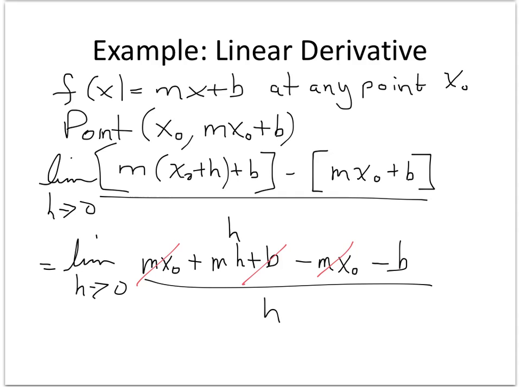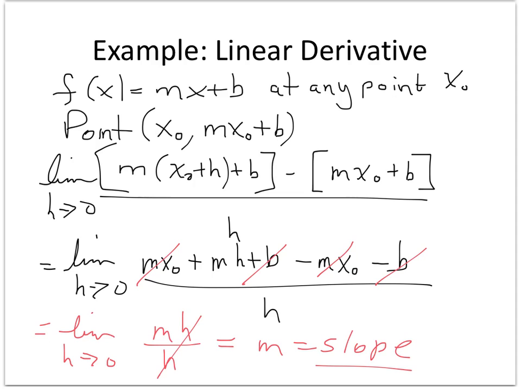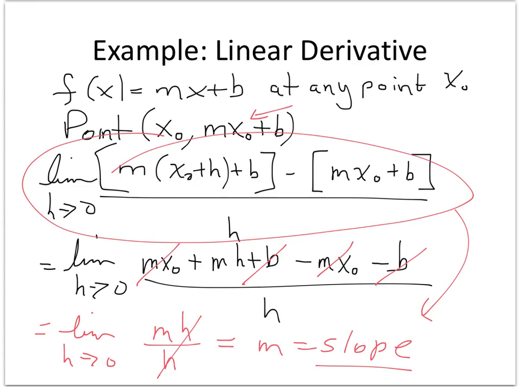That cancels, and so now you're left simply with the limit as h goes to 0 of mh over h, which is the definition of the slope. So this is just a proof that it doesn't matter what value you pick. If you have a linear function, any place you pick an x value, I can prove that this definition gives me the actual slope.